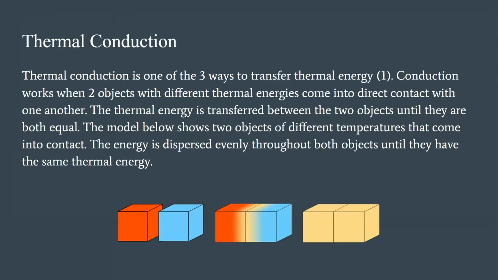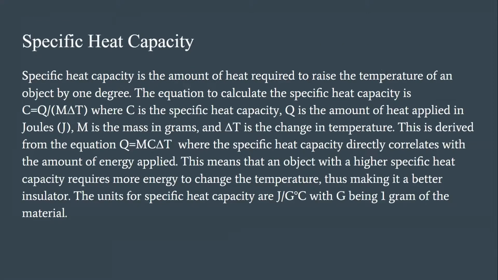And specific heat capacity. Specific heat capacity is the amount of heat required to raise the temperature of an object by 1 degree. The equation to calculate specific heat capacity is C equals Q divided by M delta T, where C is the specific heat capacity, Q is the amount of heat applied in joules, M is the mass in grams, and delta T is the change in temperature.